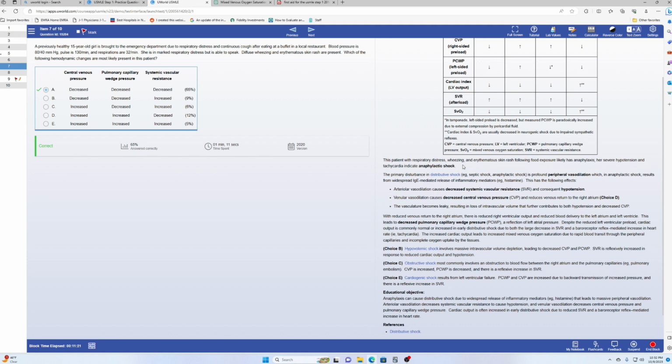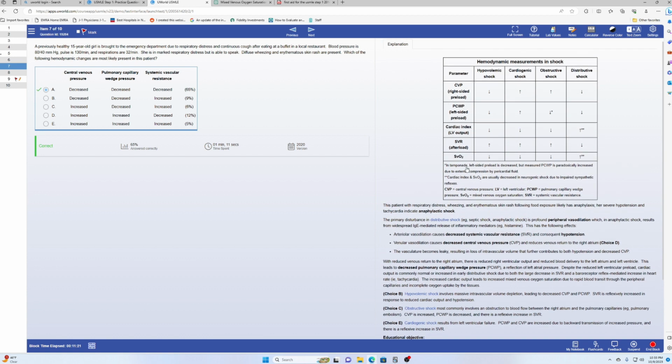Now, this is the issue. If you make mistakes because you're unable to identify what type of shock the patient has, unfortunately, this explanation does not provide you with the explanation of the other different types of shock and how to recognize them. See, that is a little bit of a downside of the question bank. It's not personalized. It tries to give you the general idea of everything.